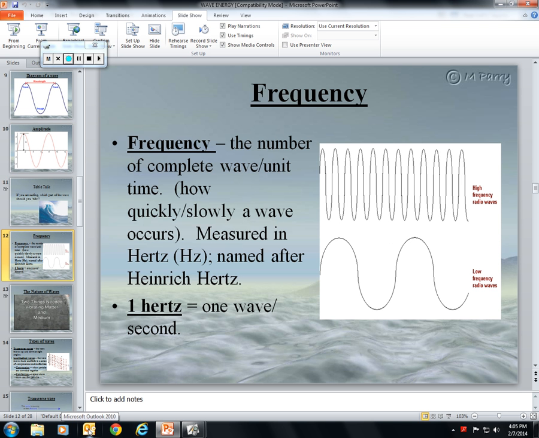Frequency. If I said to you, how frequently do you go to Busch Gardens? Or how frequently do you go to the beach? I'm asking you, how often do you go? Frequency means that. It's how often does a wave pass a certain point. Okay, so the number of complete waves per unit of time. How quickly is it moving? How slowly is it moving? It's measured in hertz, named after Heinrich Hertz. And it says 1 hertz equals 1 wave per second.